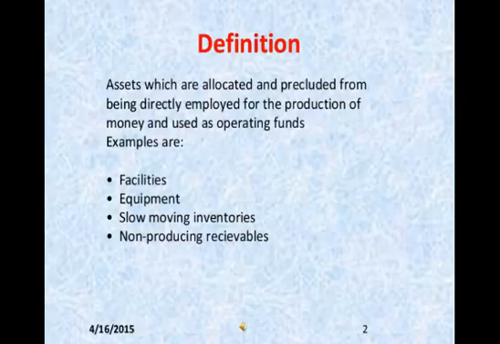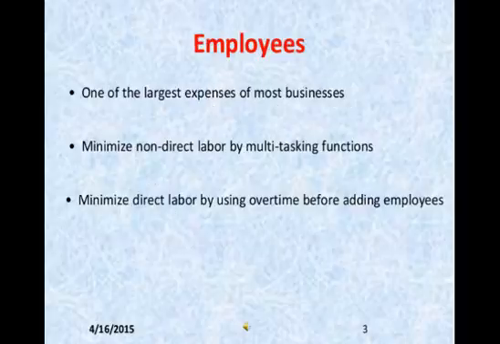When we talk about locked in assets, what do we mean? Well, we're talking about assets which are allocated and precluded from being directly employed for the production of money and used as operating funds. What are some examples? Examples would be facilities, could be equipment, slow-moving inventories, or non-producing receivables. One of the biggest locked-in assets that you can possibly have is the employee expense.